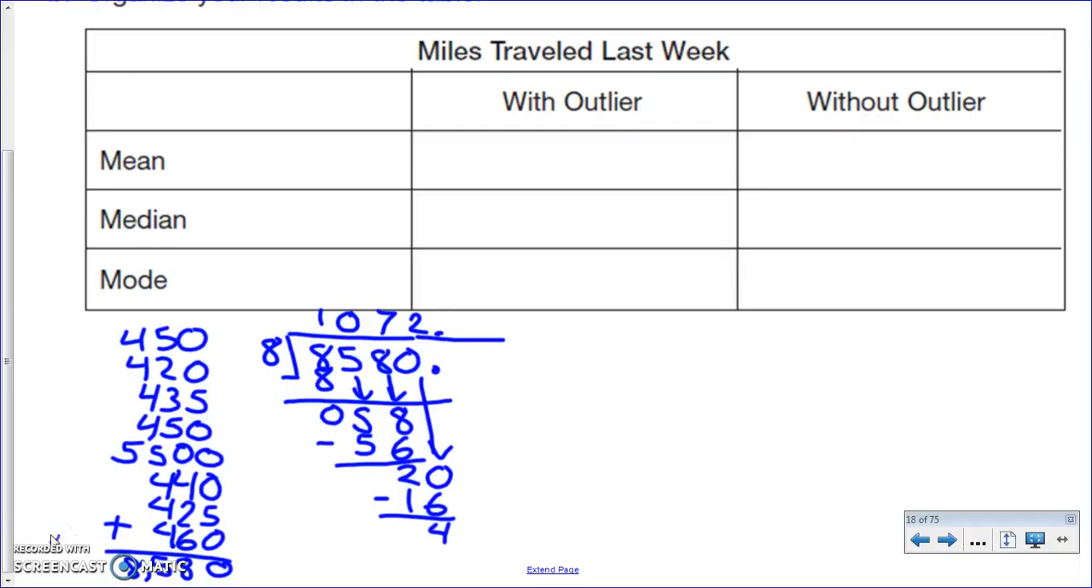And because we have a remainder here, we're going to add a decimal point, add another 0, bring it down, and divide 8 into 40, which will get us 1,072.5. So with the outlier, our mean is 1,072.5.